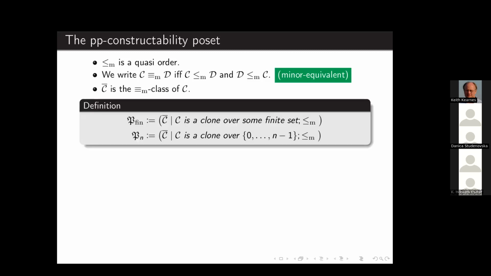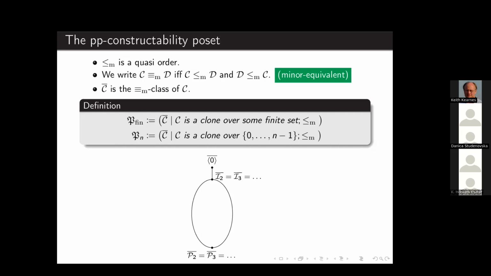What I'm actually considering in this talk are 2 kinds of posets. In one, I consider all the M classes of clones over some finite set, so I don't put any bound on the domain. And then instead, by Pn, I denote the poset of clones over an n-element set. And we can prove that the PP constructability poset looks like this.